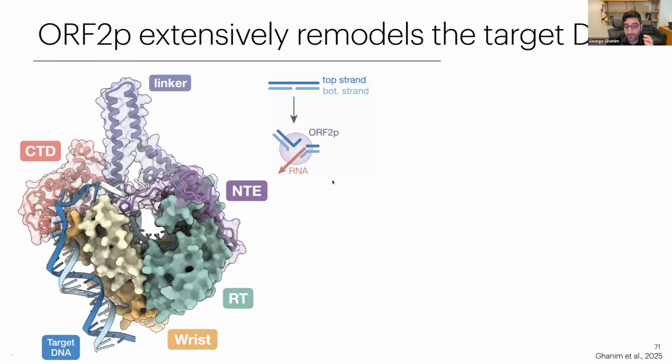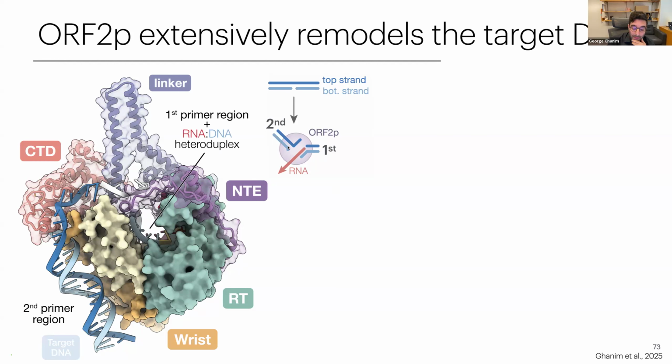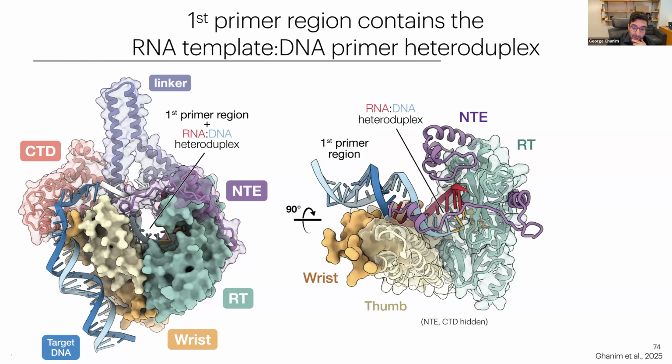And for clarity, we'll refer to the first part as the first primer region, because it's priming first strand cDNA synthesis. And then the second region of the target DNA as the second primer region, because presumably it would prime second strand synthesis. We can zoom in on the first primer region, and we can rotate this towards us and cut off the top to get a clear view of the active site and the target DNA. And we can see here that it contains the RNA, which is colored, annealed to the target DNA.